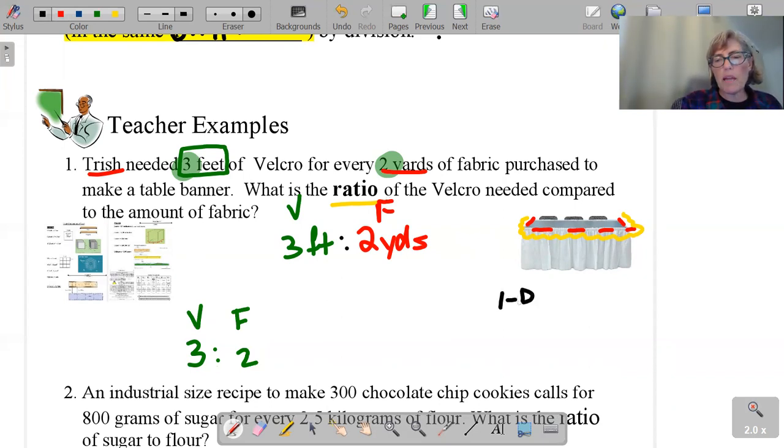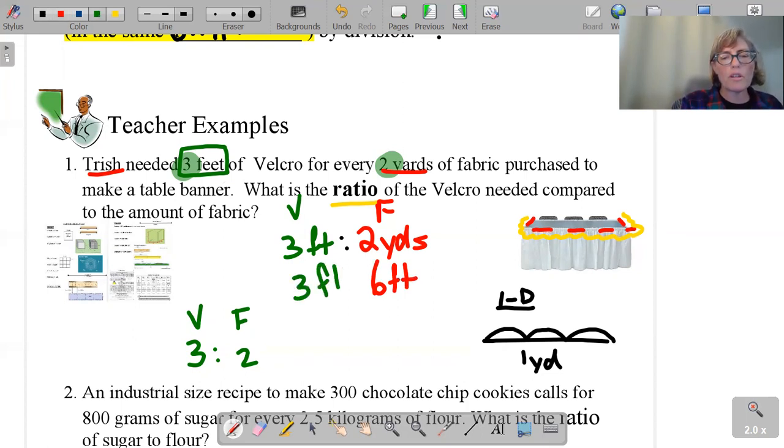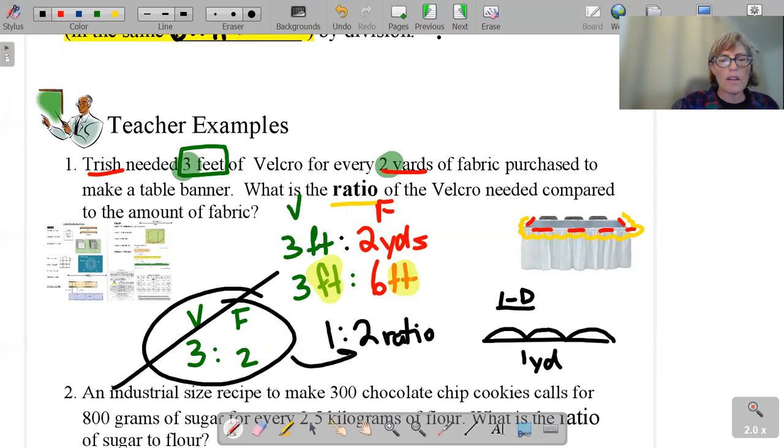In the first dimension, notice I specifically said first dimension, which is just length, there is 3 feet to 1 yard. So 2 yards means I have 6 feet. And the Velcro, I have 3 feet. Now that I have the same units, I can reduce. So the ratio of Velcro to fabric is a 1 to 2 ratio of Velcro to fabric. That is incorrect. That is correct.